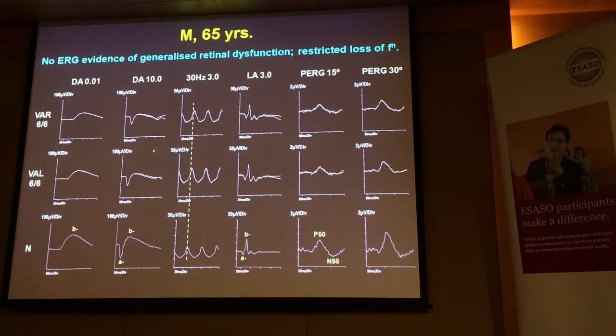And then when we look at the ERGs, the timing is absolutely normal. The size is a bit small, but only a bit small. So this is true restricted loss of function. The patient does not have generalized RP, and this is a good continuation of the prognosis. It's not going to get any worse.